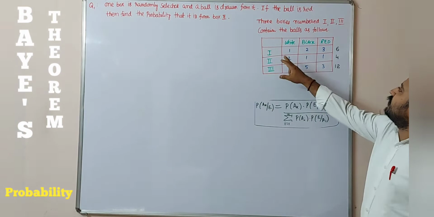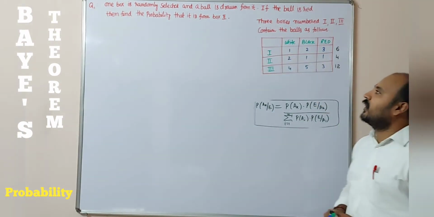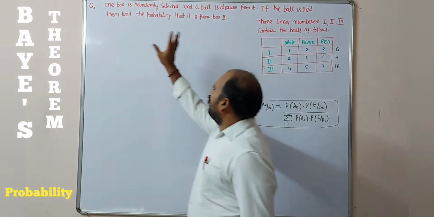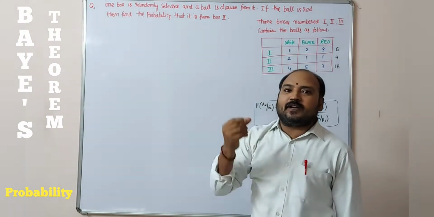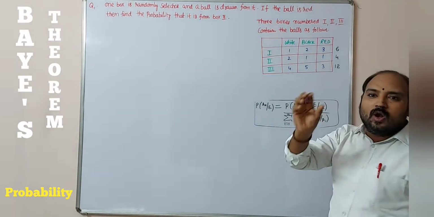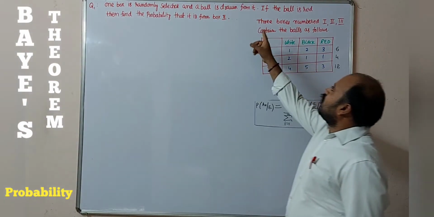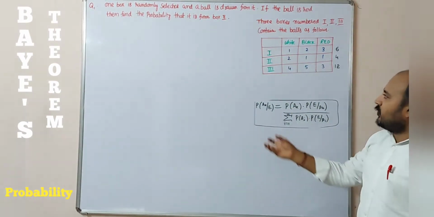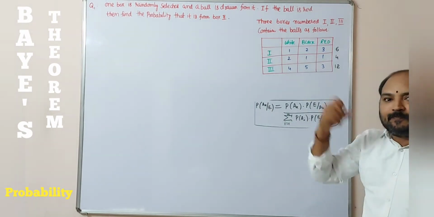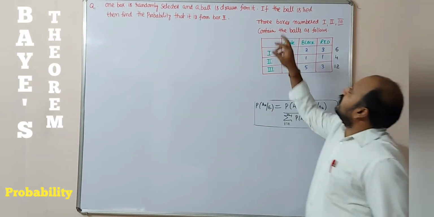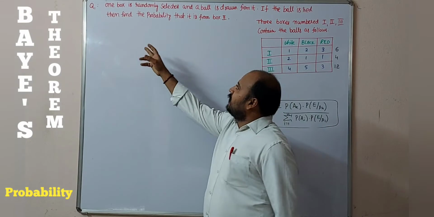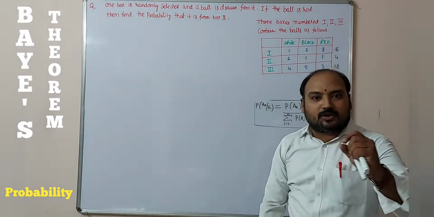In the first box, like this way. After that, one box is randomly selected. Out of these three, one box is selected, and a ball is drawn from it. Whatever the box we are selecting, from that the ball is selected. If the ball is red, then find the probability that it is from box 2.